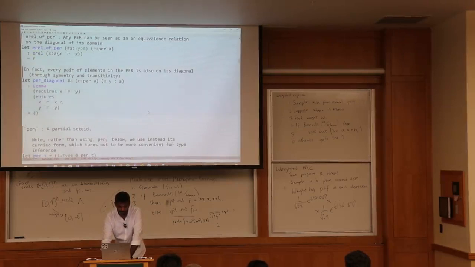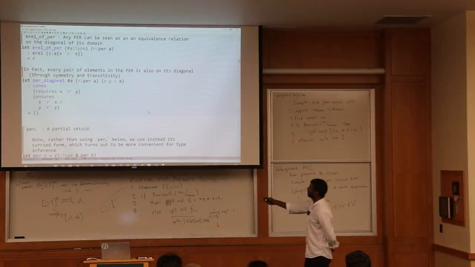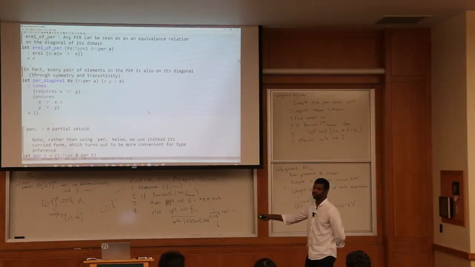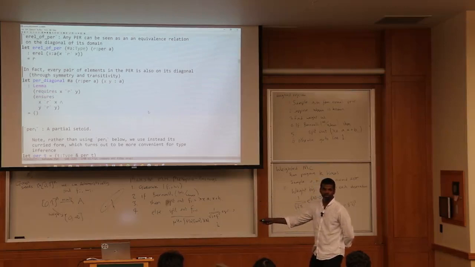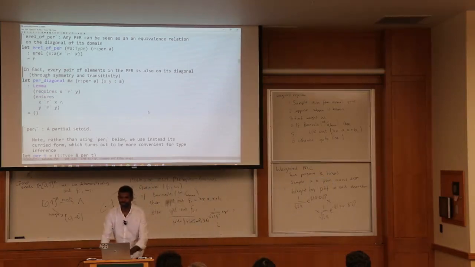What does this one say? A corollary of that is that if I have two elements in A that are related by the pair, then those elements are actually also in the diagonal. Okay. So some classic stuff about pairs.